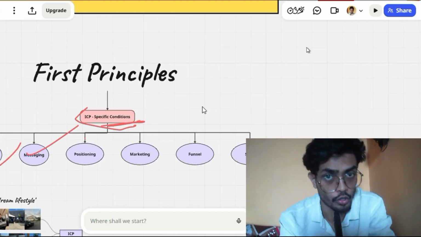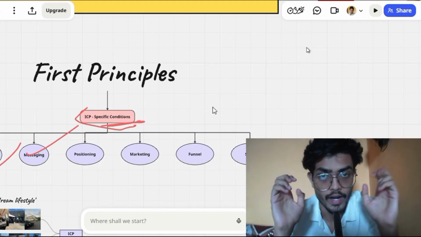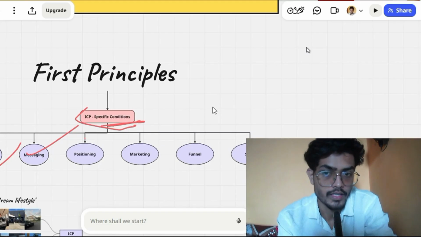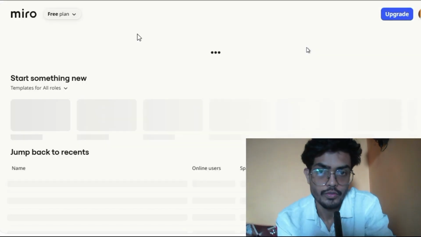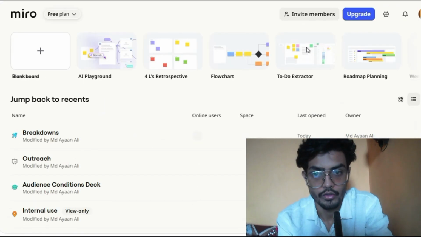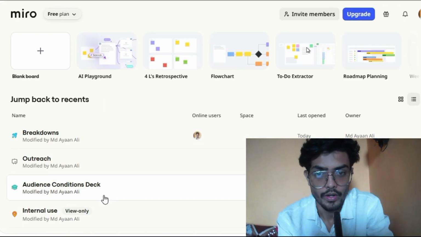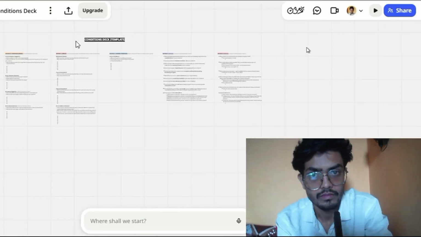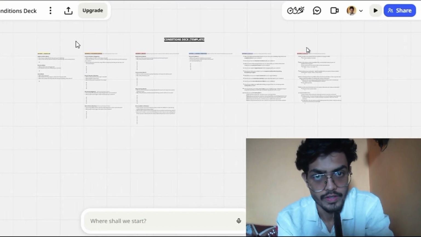And nobody talks about this. Everybody talks about targeting your audience, but that's not how it works. The first principle is very simple. Let me show you how that works. It's called the audience conditions deck, which I have created here. Now this is the audience conditions deck.